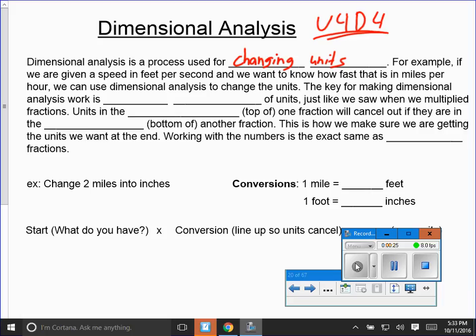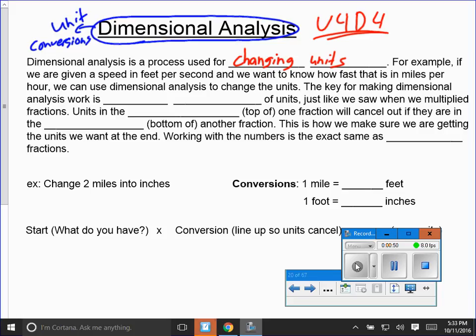So you see dimensional analysis, big fancy term, but all that means is we're doing unit conversions. We're changing from one unit to another. So it might be feet to meters, feet to inches, whatever it is. That's all we're doing is changing units. So we work through dimensional analysis.